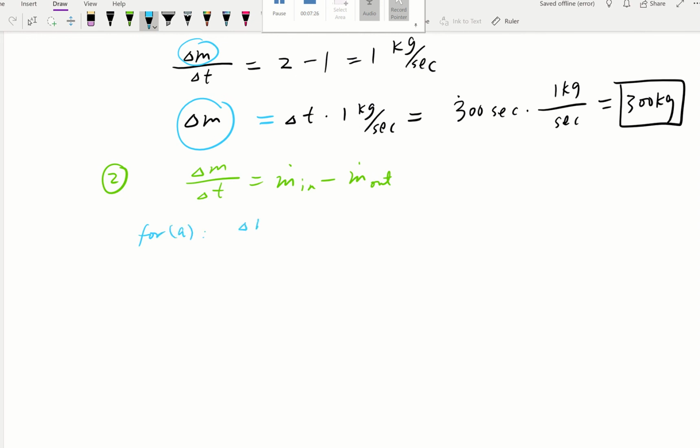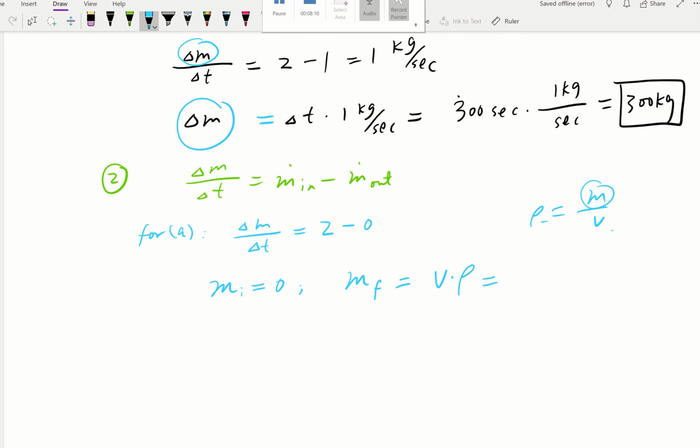For A, delta m over delta t: mass flow rate in is 2, mass leaving is 0. To completely fill the tank, initially m initial is 0, there's nothing in the tank, and then the final mass is completely full. We know the volume, but we need to know the mass. We know density is mass over volume, so mass is going to be equal to density times volume.